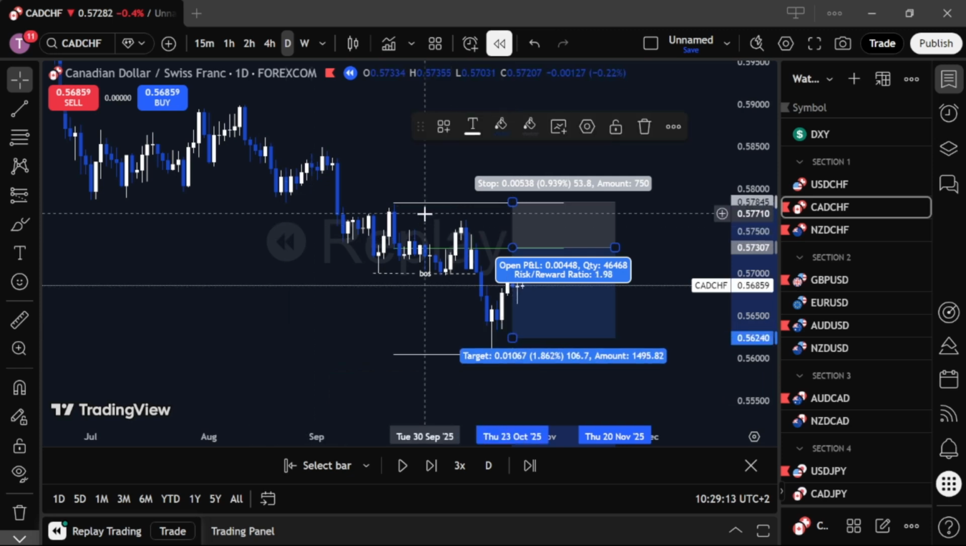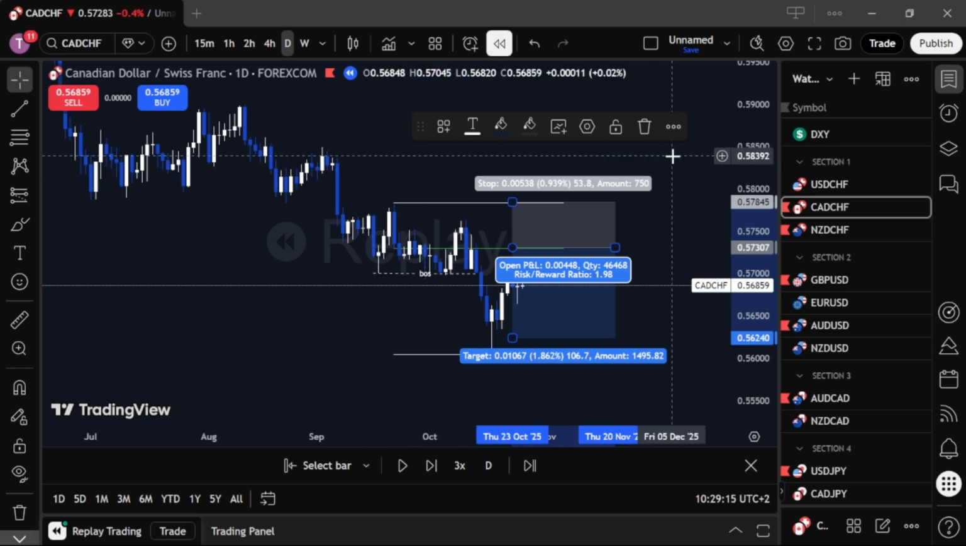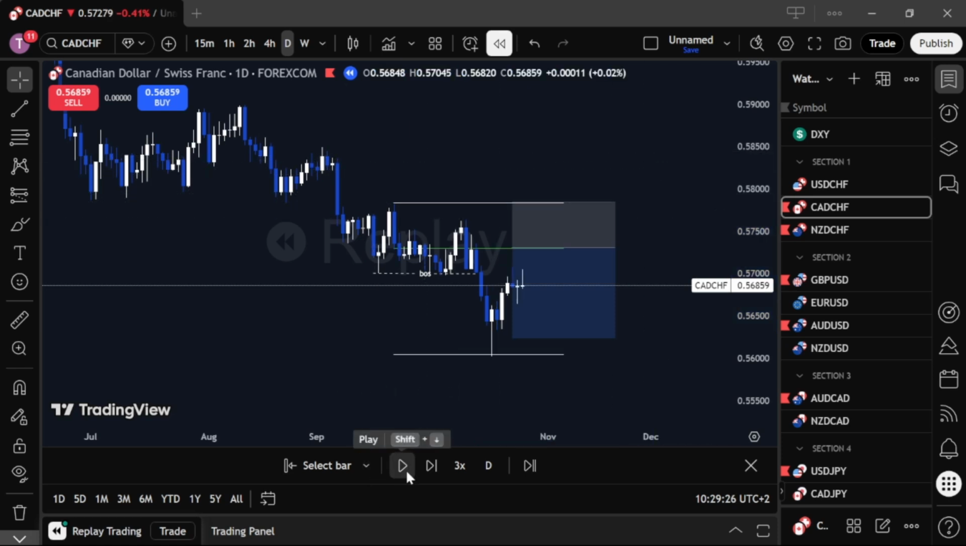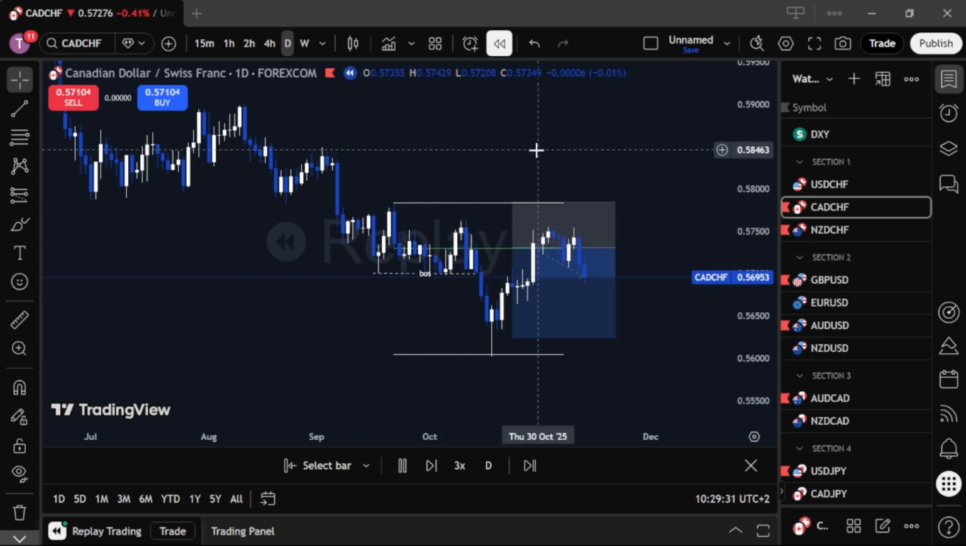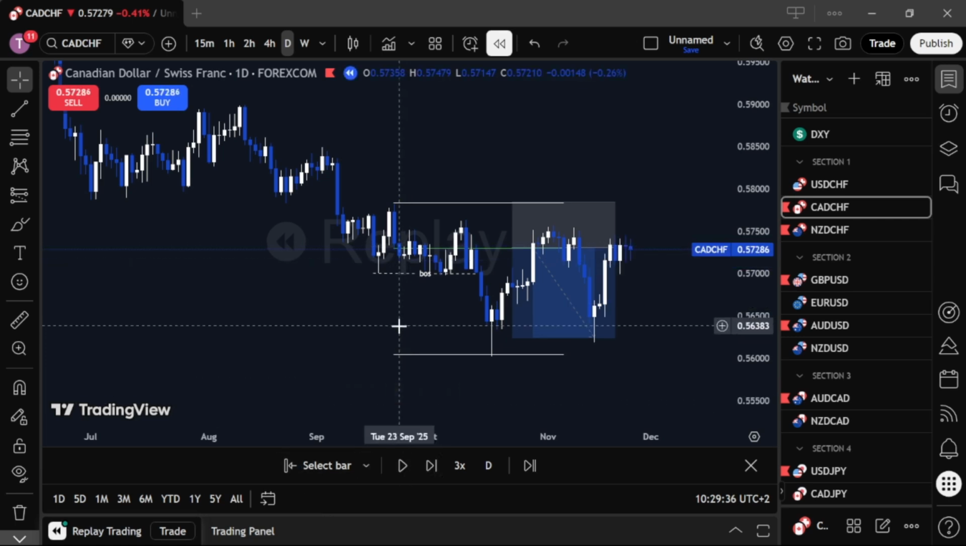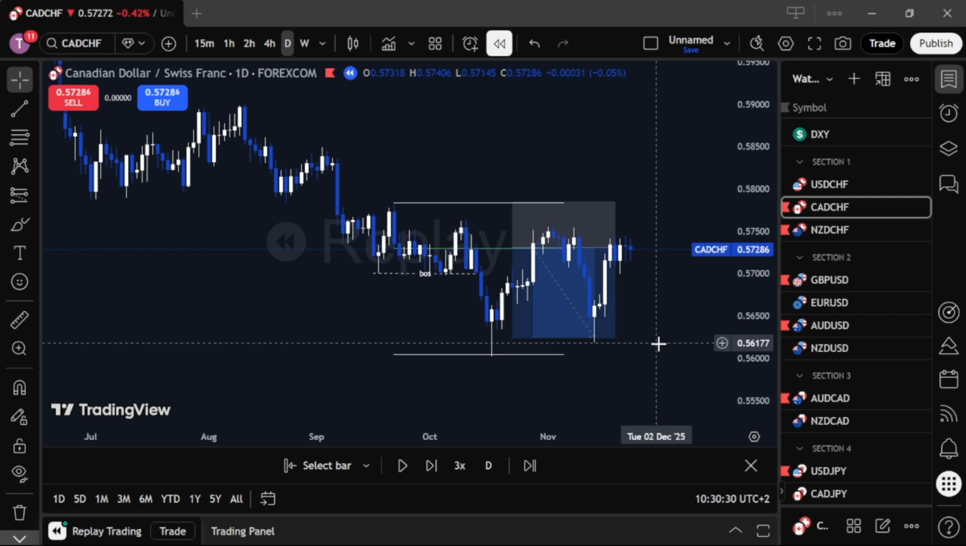Okay, let's just leave it there for educational purposes. So now when I replay, you can see that the trade went straight to TP, but I didn't really win this trade because I realized that it was consolidating a lot, so I closed the trade at my end. So this was basically a break-even trade. And at the end of the video, I'll show you all the P&Ls for this trade.